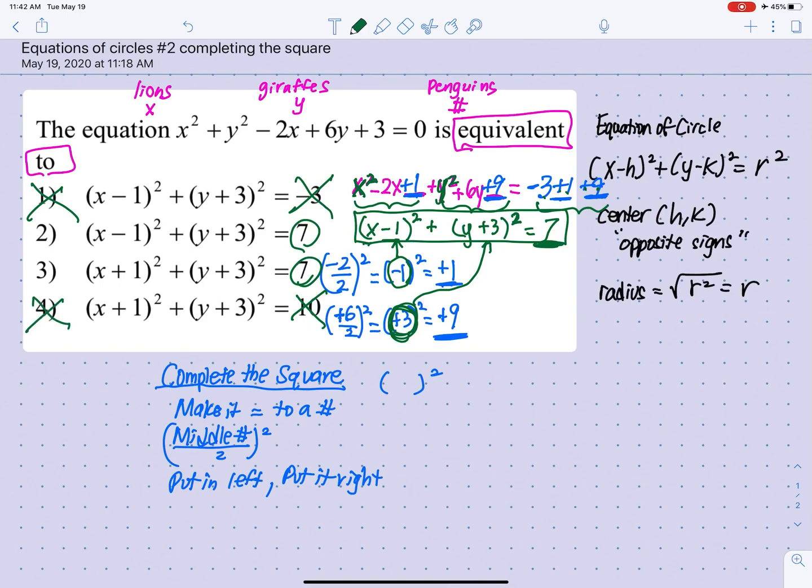Then I pay attention to what was inside the parentheses. That's a negative 1, and inside the parentheses, that's a positive 3. So it's choice 2. I know that was a lot, but I hope it helps. Make sure you pause at each part of the video to make sure you understand.